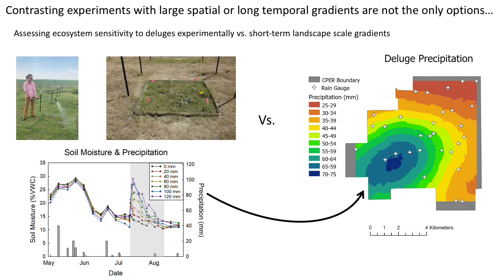You can see there's a region here where rainfall is very high, over 70 millimeters, and of course, spatially across this gradient, precipitation amount decreased from that thunderstorm cell. So you can use this approach as well to contrast with experimental approaches.